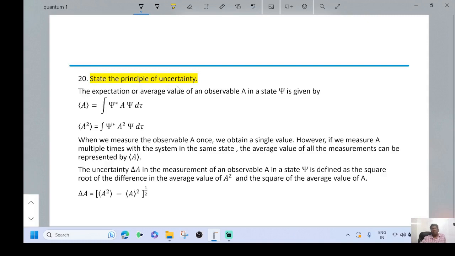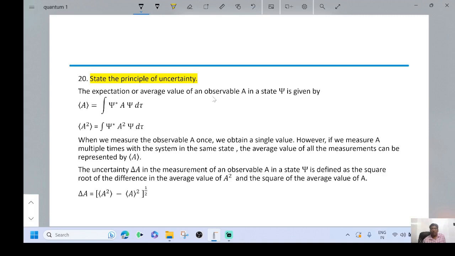State the principle of uncertainty. In general, expectation value of an operator A is psi star A psi d tau. Suppose the wave function is normalized. Then expectation of A square equal to psi star A square psi into d tau. When we measure the observable A once, we obtain a single value. However, if we measure A multiple times with the system in the same state, the average value of all the measurements can be represented by expectation of A.